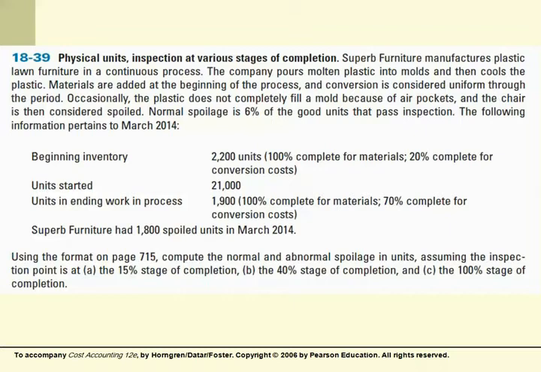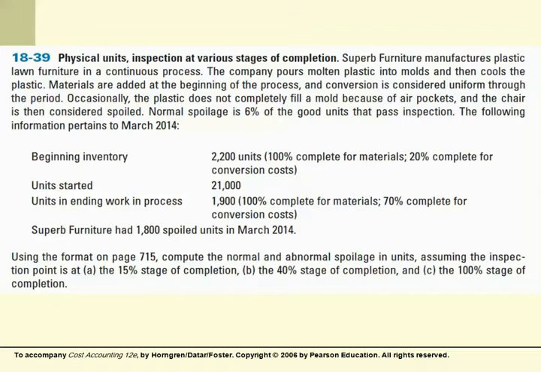Beginning inventory 2,200 units, 100% complete for materials, 20% complete for conversion costs. Units started 21,000 units. Units in ending work in process 1,900, 100% complete for materials, 70% complete for conversion costs. Superb Furniture had 1,800 spoiled units in March 2014.